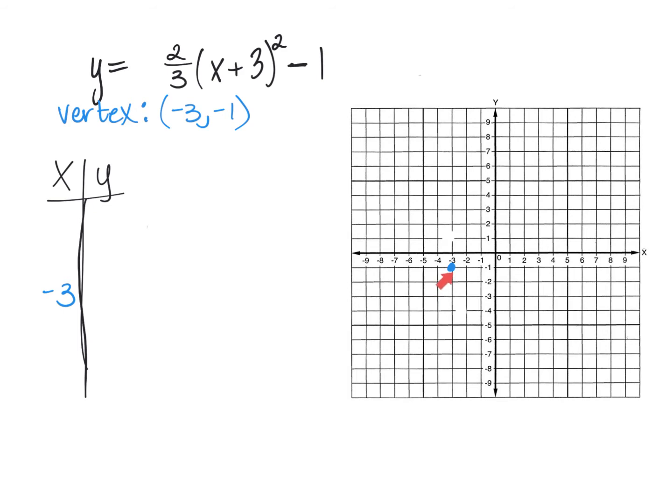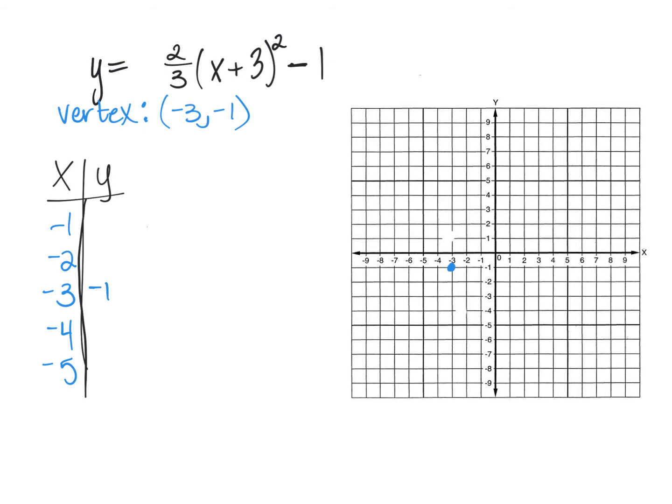So we are going to pick two numbers bigger than negative 3, which are what? What are the next two numbers? Negative 2 and negative 1. And then the next two numbers after negative 3? Negative 4 and negative 5. So we're going to create a little number line in our table of 5 numbers, and the vertex is going to be in the middle. Okay? And I know the y value is negative 1. I already have that.